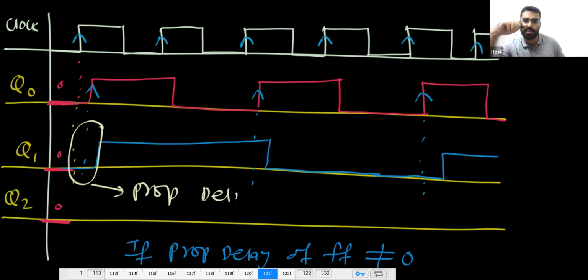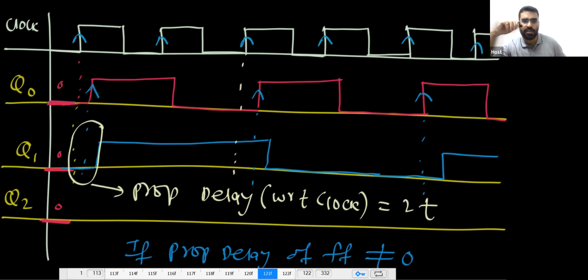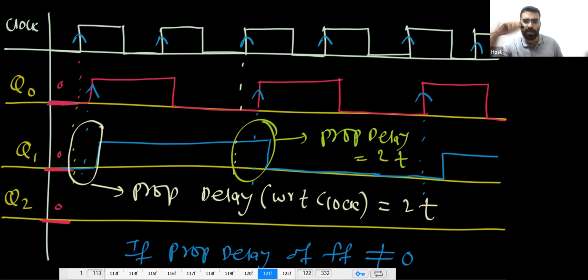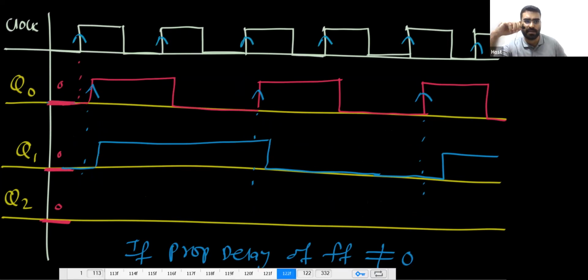You can notice this propagation delay with respect to the clock is 2T. Yes or no? This propagation delay is 2T from the clock point of view. So this propagation delay is increasing. Agree or not? It is increasing.